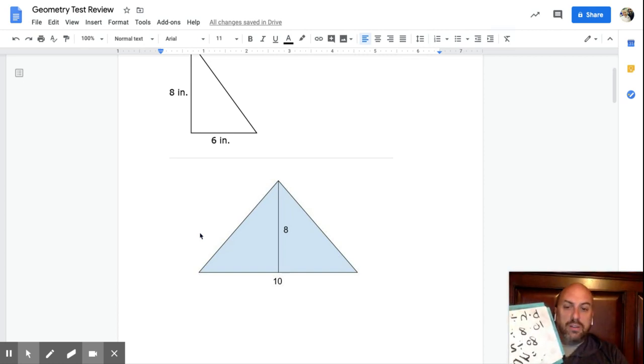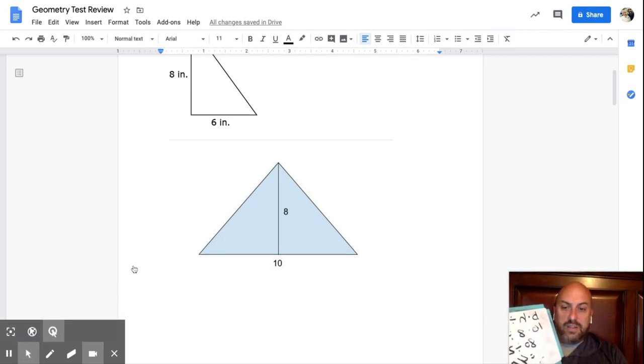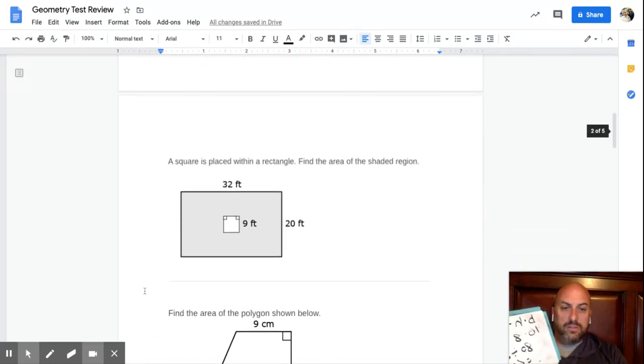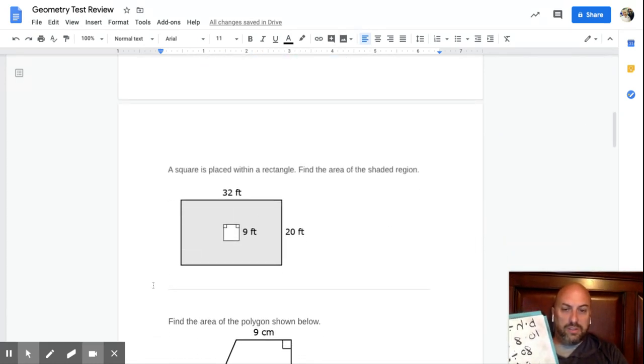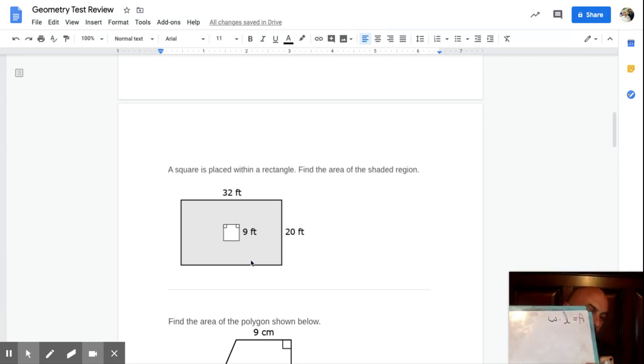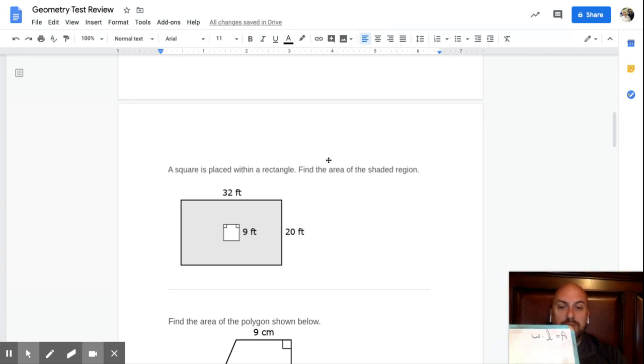All right. Looking at rectangles. This one is a little bit different because there are two different types of rectangles going on there. The first thing we need to know is that the area of a rectangle is length times width. So triangles, base times height divided by 2. Rectangles, length times width. And this says to find the area of just the shaded region. So we want to know just the area of what's in gray.